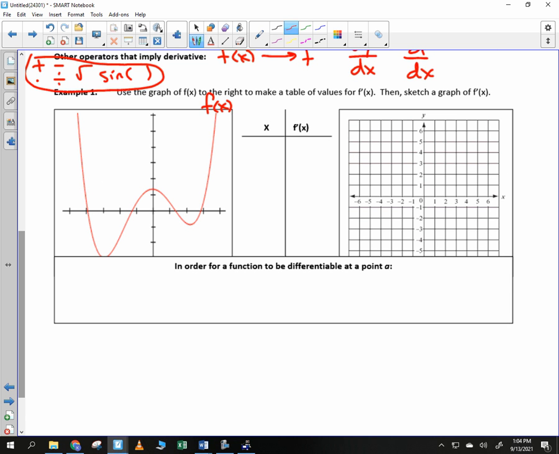So suppose that's f of x. What we want to do is come up with a sketch for f prime of x, the derivative of f. I'm going to look at x values right now of negative 3, of 0, and of 2.